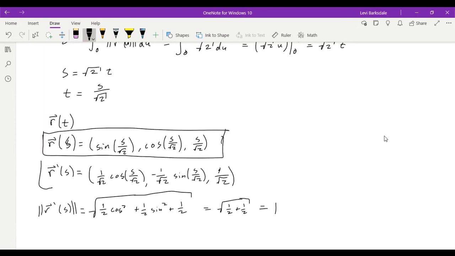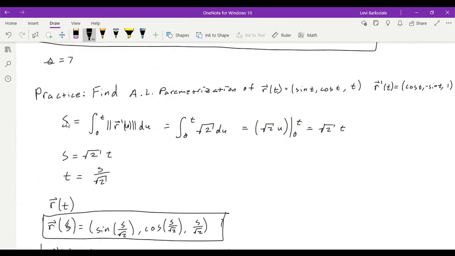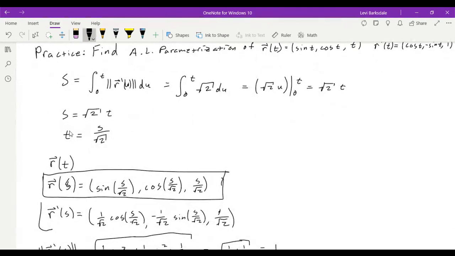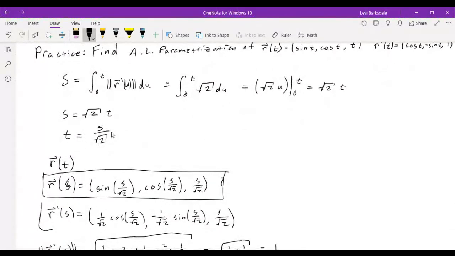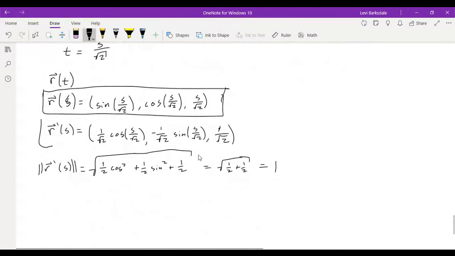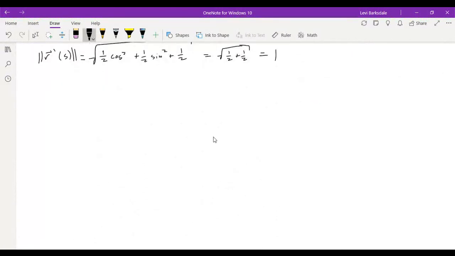And just to recap the process we took, first we found our arc length function, and once we found our arc length s in terms of t, we then found the reverse, t in terms of s, and replaced all of the t's in our original vector valued function with the arc length parameterization that we found. All right, so that is the arc length parameterization.